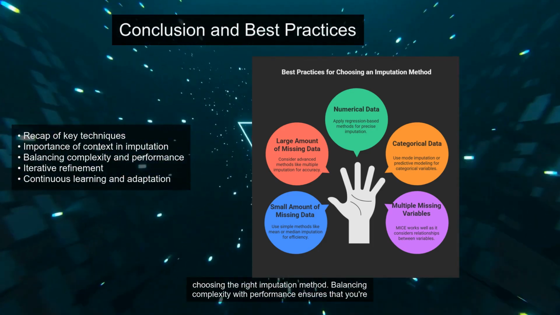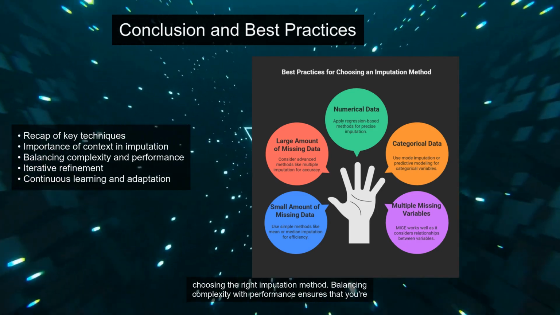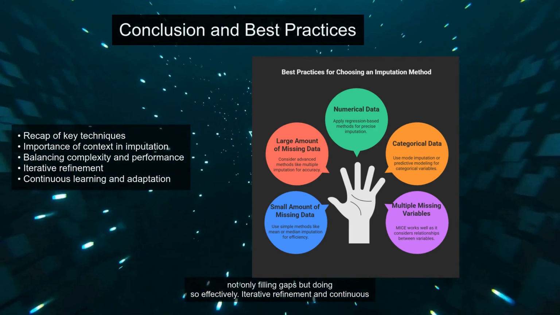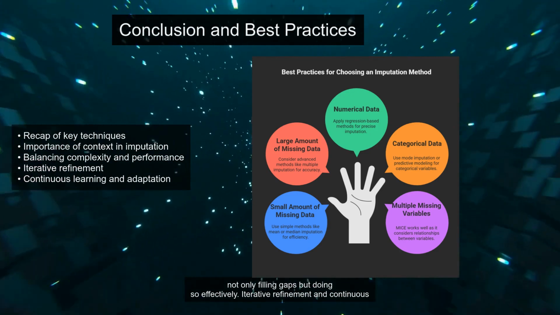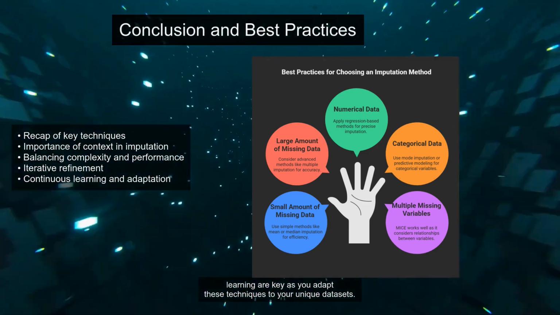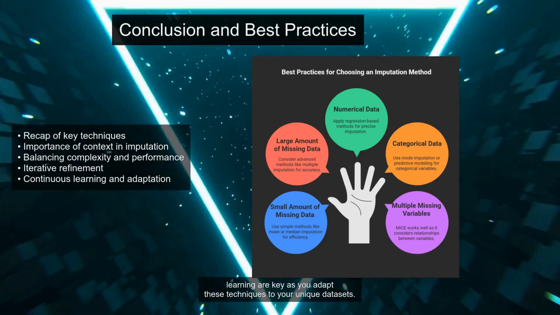Remember, the context of your data is crucial in choosing the right imputation method. Balancing complexity with performance ensures that you're not only filling gaps but doing so effectively. Iterative refinement and continuous learning are key as you adapt these techniques to your unique datasets.